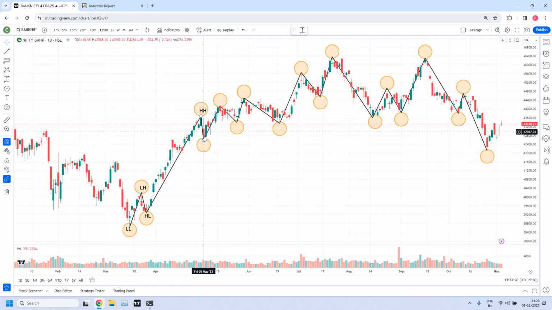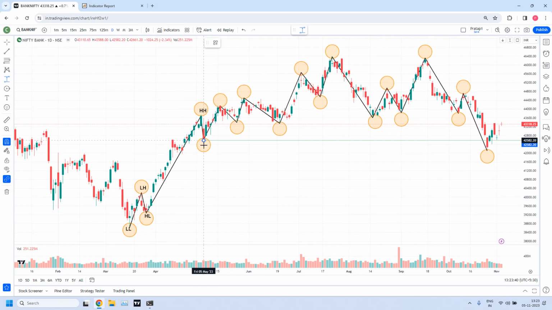Now higher high, lower high. Higher high, lower high. Higher high, lower low. Now trend is uptrend is changed to sideways, lower low. So until here we got higher highs and higher lows.